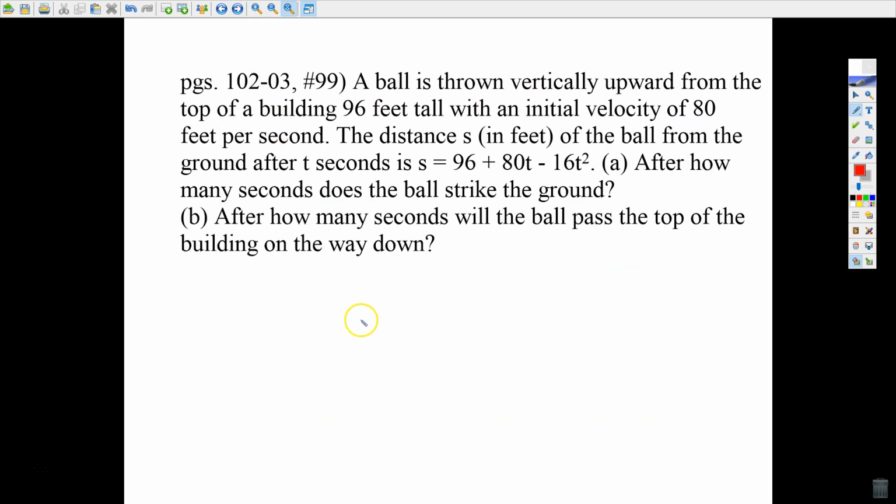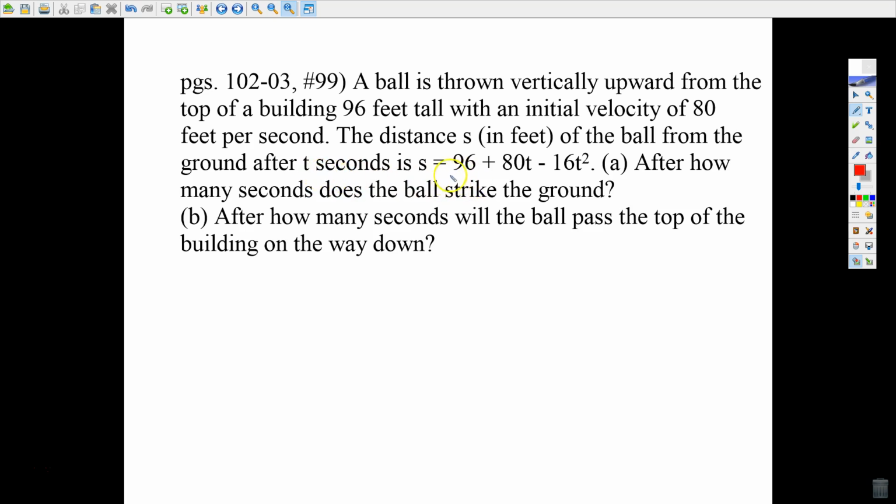You've got a problem very much like it. And then this is going to be our last example. A ball is thrown vertically upward from the top of a building 96 feet tall, and the initial velocity is 80 feet per second. The distance in feet is given by this function, where s is the distance in feet and t is the time in seconds after the ball is thrown.